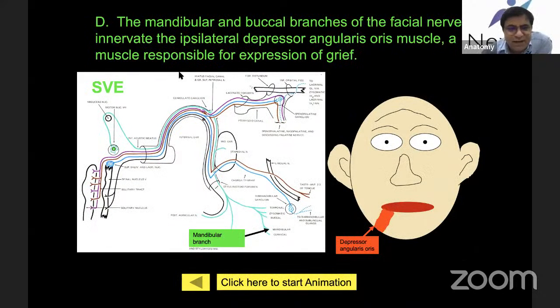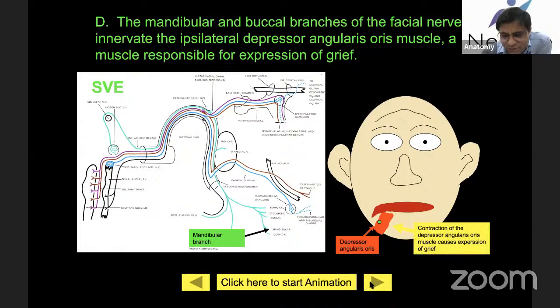Now down below you find the mandibular and buccal branches of the facial nerve innervate the ipsilateral depressor anguli oris muscle, a muscle responsible for expression of grief. So here again, start looking with this animation. This stimulus arises in this motor nucleus of the facial nerve, running along the course of the facial nerve, reaching and contracting this muscle, depressor anguli oris, and will help you tilt the angle of the mouth downwards, which will provide an expression of grief.